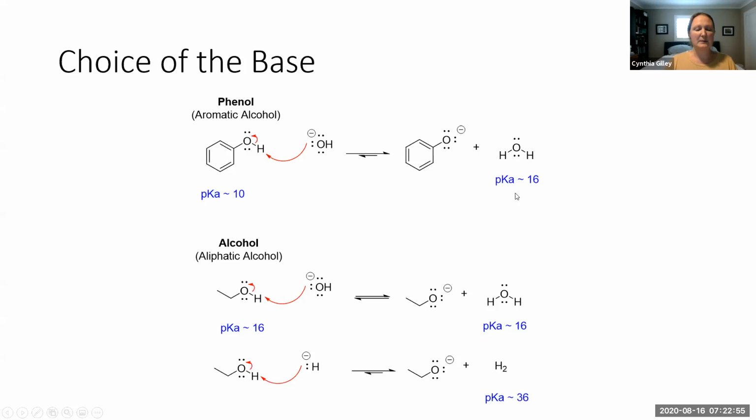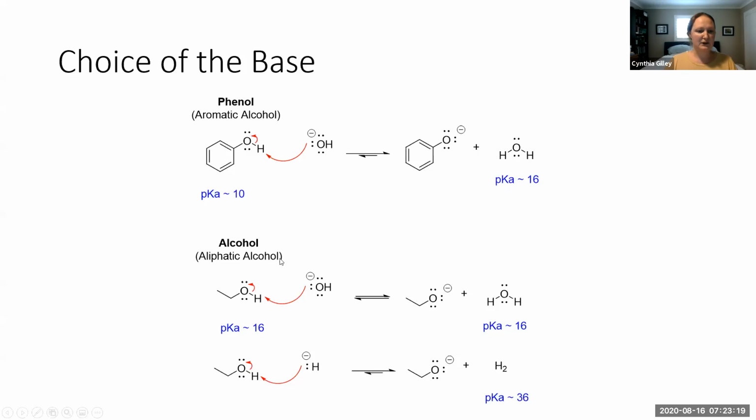If we analyze the pKa value of the acid and the conjugate acid, we see that the conjugate acid, water, has the higher pKa value. So we know the equilibrium will favor the formation of the products in this reaction. And more specifically, there will be 10 to the 6 more products than reactants at equilibrium.